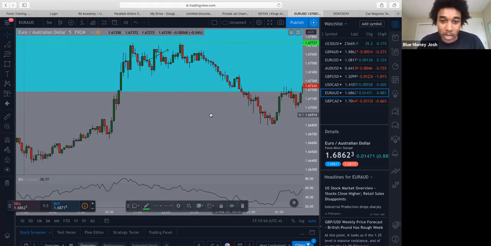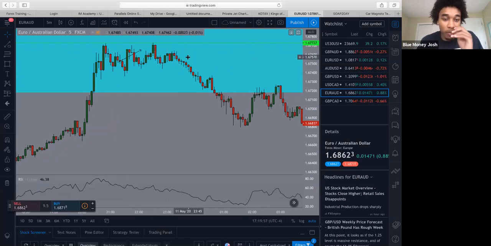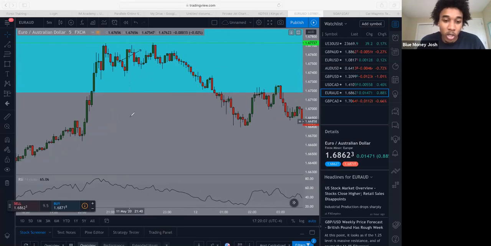Now, as far as this one right here, this is a candle pattern that I just recently found out about. It's called the bullet pattern, and it's when the wicks do like this, which is what it did right here. This is a sell pattern.